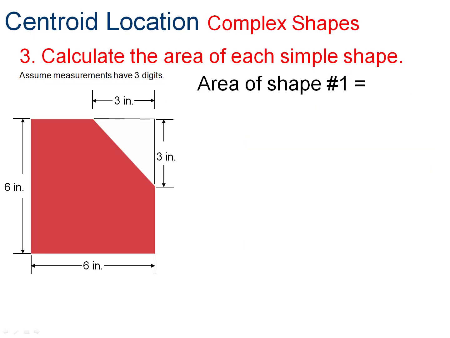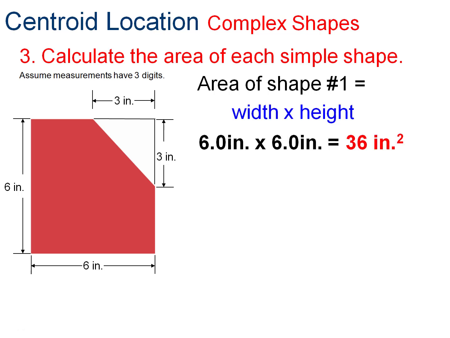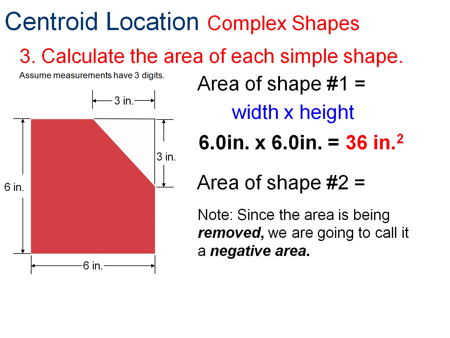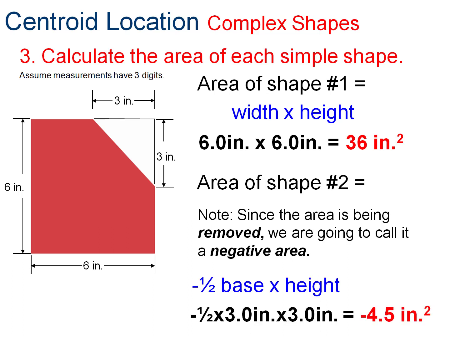So let's calculate the area of each simple shape. So shape 1, width times height. 6 times 6, 36 square inches. Shape 2, 1/2 base times height, but because we're removing it, it's a negative area. So that ends up being 1.5 times 3 inches squared, or 4.5 inches squared. Notice the negative. We're removing the area.